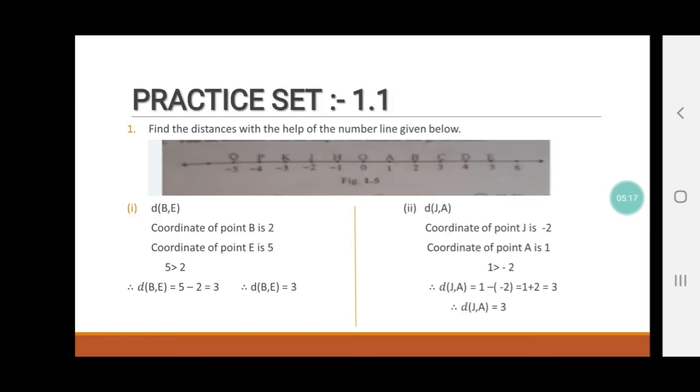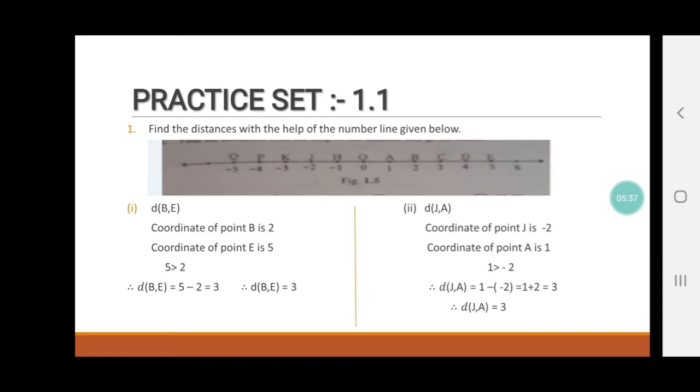Now here we are going to start with practice set 1.1, in which we are going to solve the problems based on coordinates, distance and collinearity. Sorry, not comparison, the collinearity we have to prove over here. Okay, so we start with the exercise.